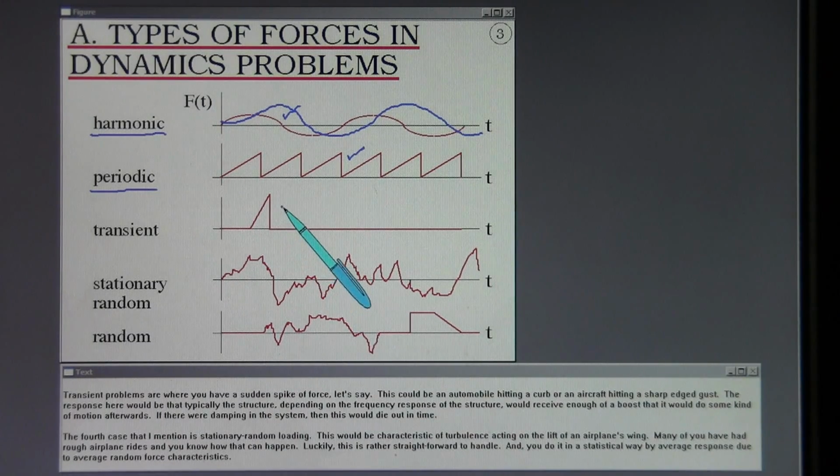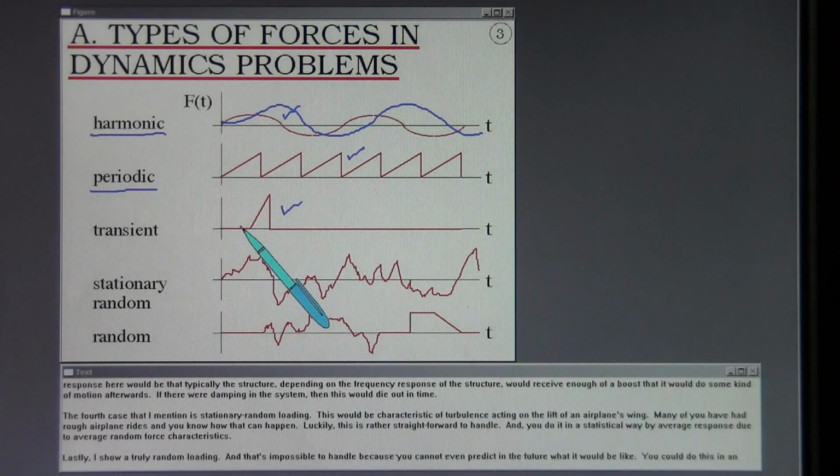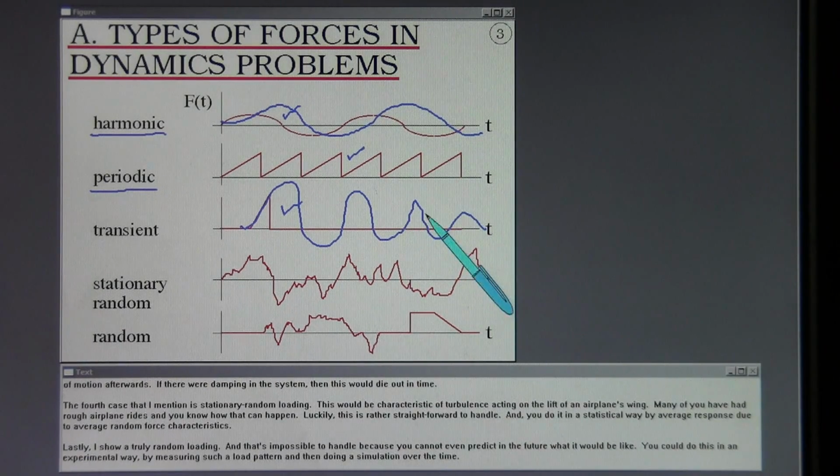Transient problems are where you have a sudden spike of force, let's say. This could be an automobile hitting a curb or an aircraft hitting a sharp-edged gust. The response here would be that typically the structure, depending on the frequency response of the structure, would receive enough of a boost that it would do some kind of motion afterwards. If there were damping in the system, then this would die out in time.